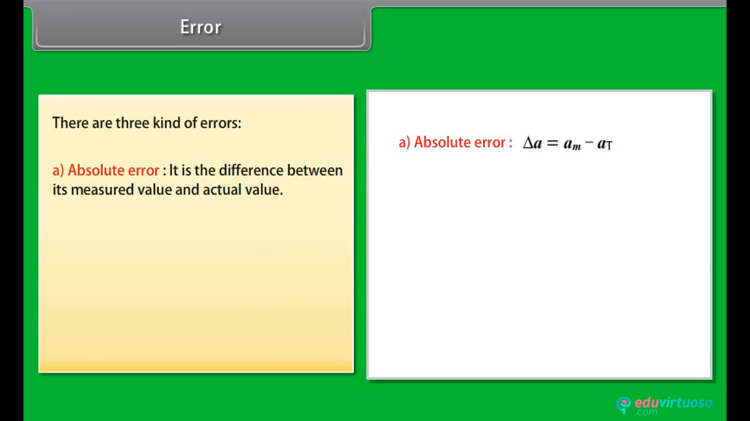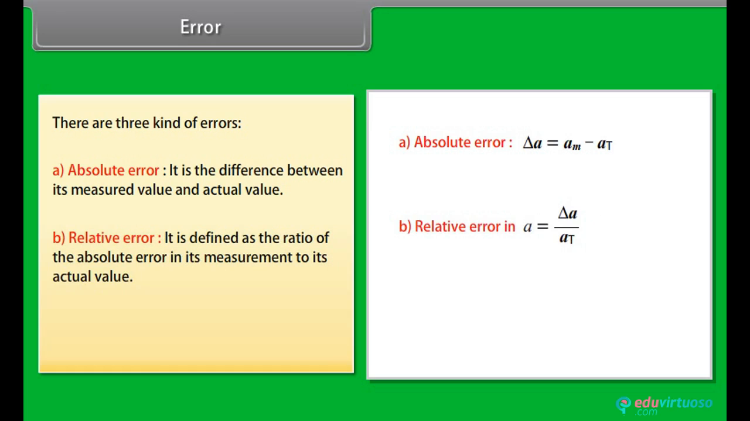There are 3 kinds of errors. Number 1. Absolute error. It is the difference between its measured value and actual value. Number 2. Relative error.